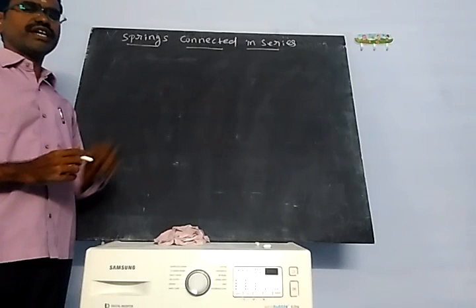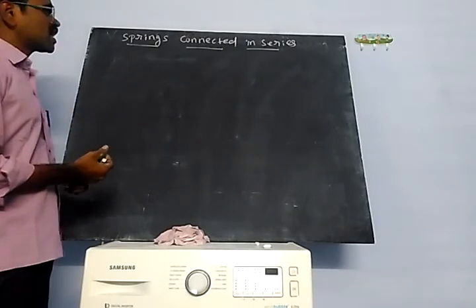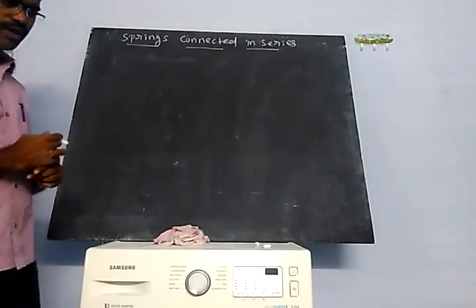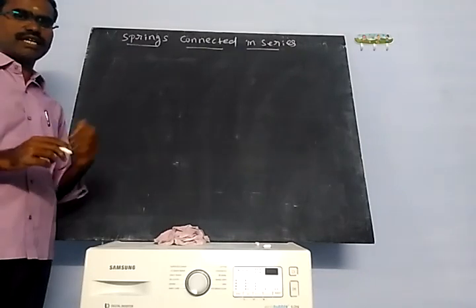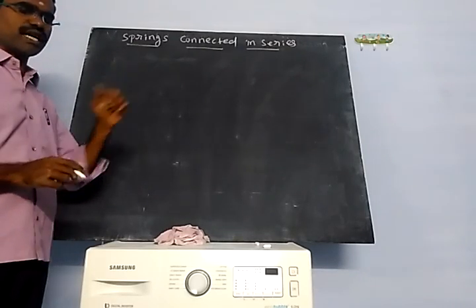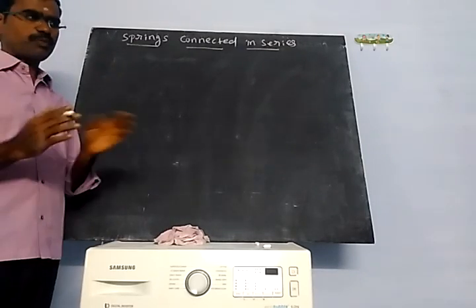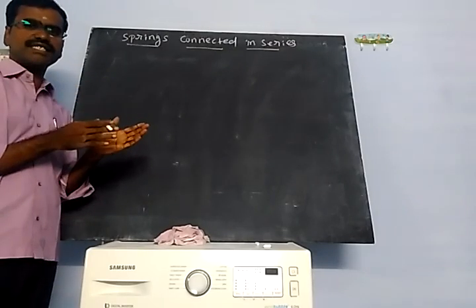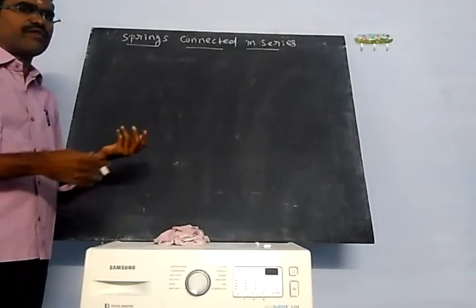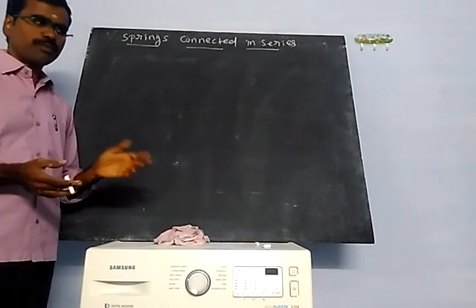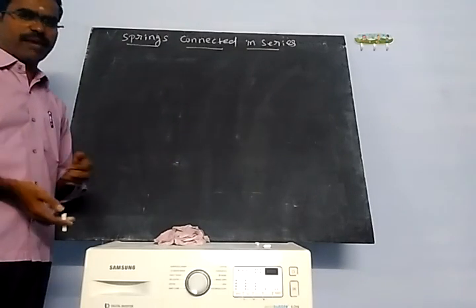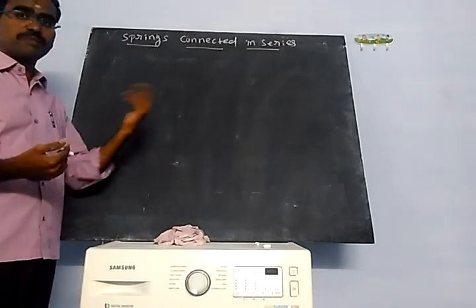Students, next we are going to discuss springs connected in series. There are two ways springs can be connected: one is series and the other is parallel. If two springs are connected in series, what is the effective value of the spring constant? If two springs are connected in parallel, what is the effective value of the spring constant?